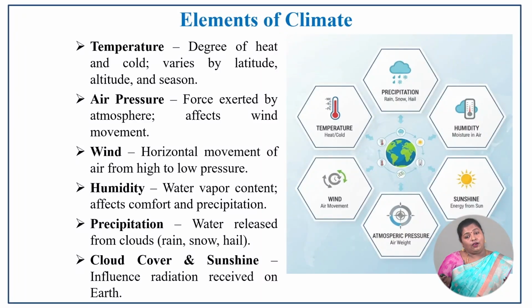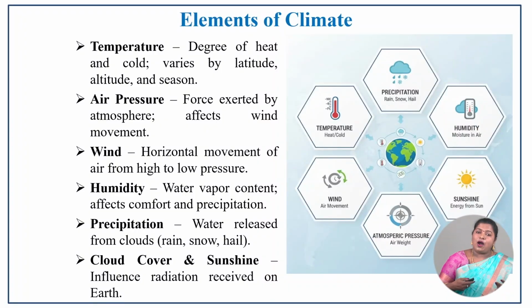What is meant by latitude? Latitudes and longitudes are imaginary lines which run on the Earth's surface. On the globe we can see the longitudinal lines and latitudinal lines. The latitudinal lines are horizontal lines which run from west towards the east, and they are also known as parallels.